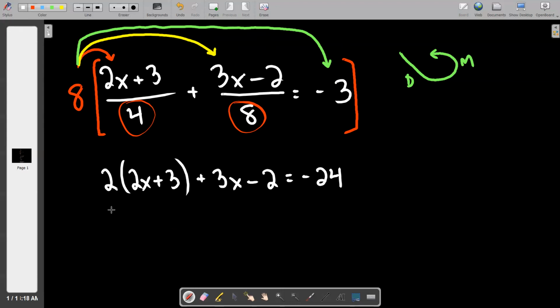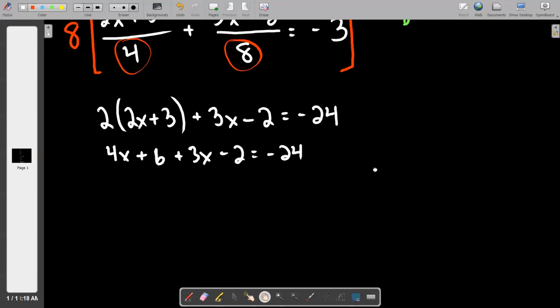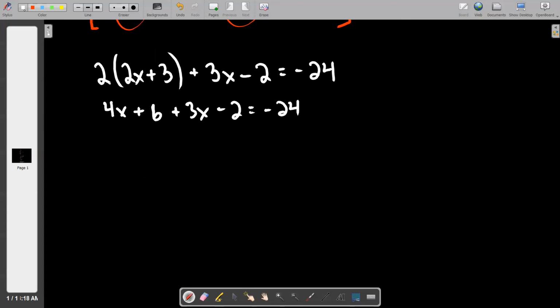Distribute. So we're going to get 4x plus 12, plus 6, excuse me, my bad. Plus 3x minus 2. What's the next thing we do? Add like terms, specifically the like terms that are on the same side of the equal sign. So this 4x and this plus 3x make 7x. This plus 6 and this minus 2 make plus 4.